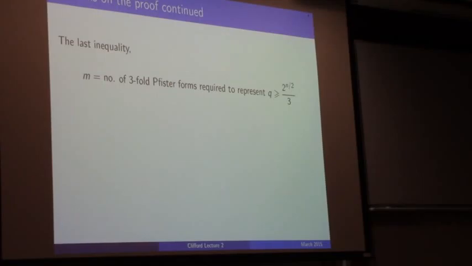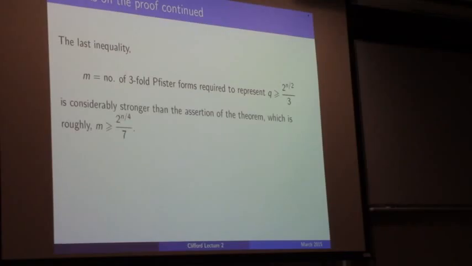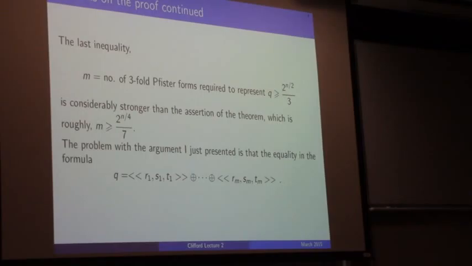So this is not quite correct. I mean, this is the spirit of the argument. It's not quite correct, and it is considerably stronger than what I'm claiming in the theorem. So what is the problem with this argument? The problem is that this equality here between Q and the right-hand side is actually Witt equivalence. It's not isomorphism.